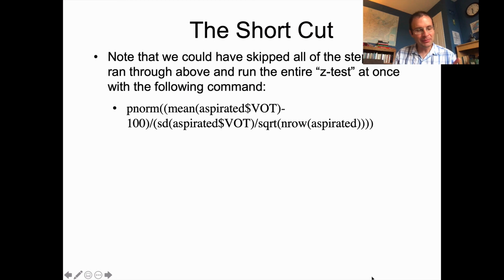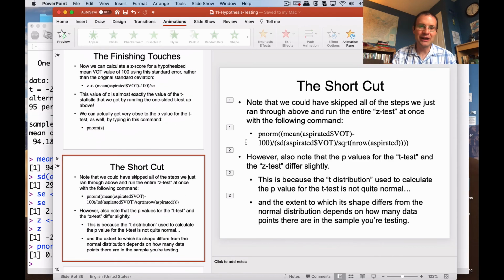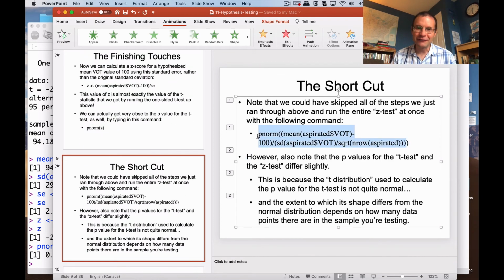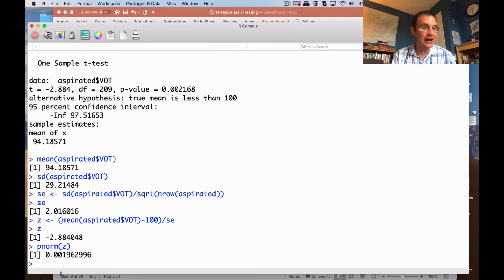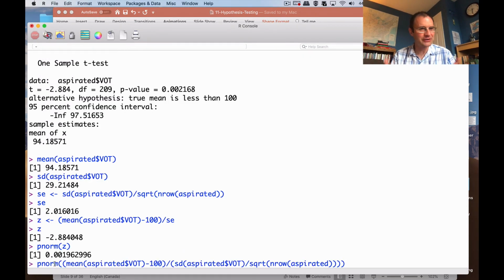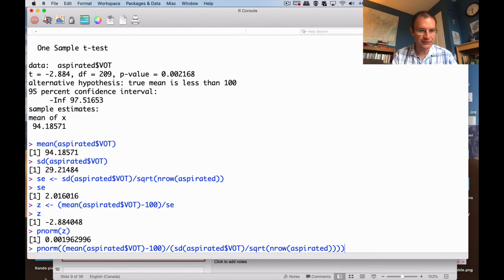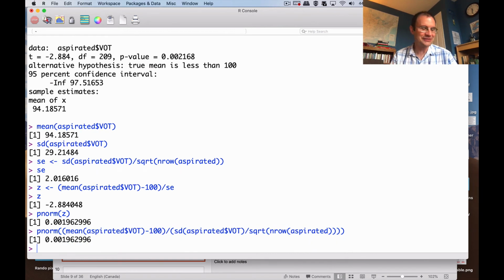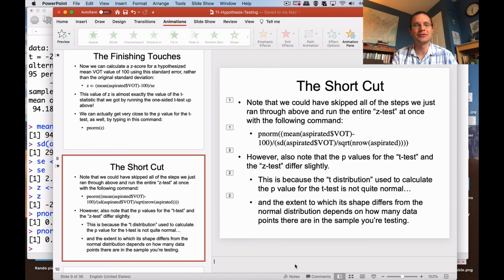I want to talk about what that 0.2% means, but I'll point out first that we could have skipped all the steps we just ran through above and just run the entire z-test at once with the following command, which is to put everything in parentheses that's relevant for calculating the z-score, because the main interpretive device we get out of it is that p-value. So if I just put all of what I need to know to calculate the z-score in here, and then just hit return, I'm going to get the same answer: about 0.2% of the distribution, or a proportion of about 0.002.